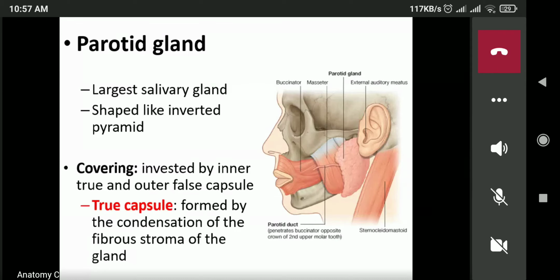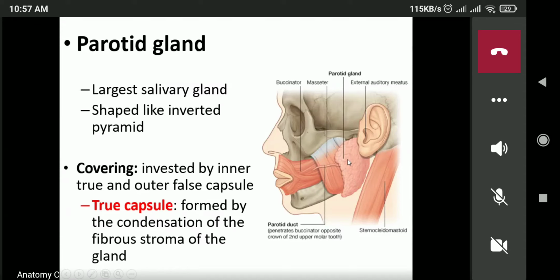So moving on to the parotid gland, as we know, the parotid gland is a major salivary gland, one of the largest major salivary glands, and the others are the submandibular and the sublingual salivary glands. So the parotid gland is the largest salivary gland, and the shape is like an inverted pyramid. Here we can see the apex, which is directed below, and the base is directed above. So the parotid gland is shaped like an inverted pyramid.